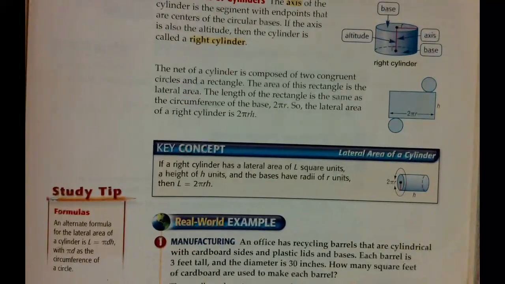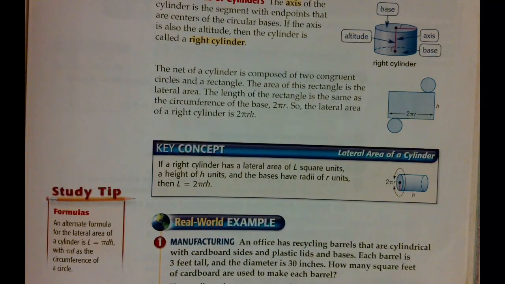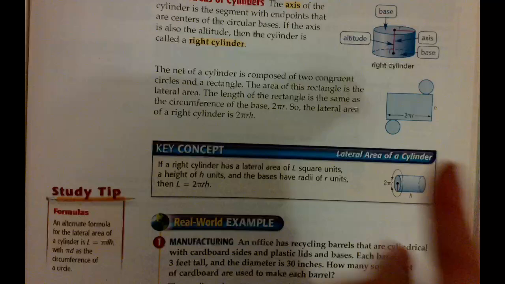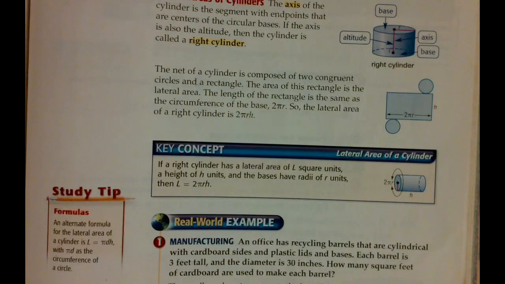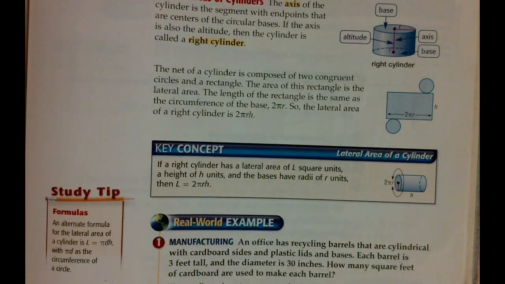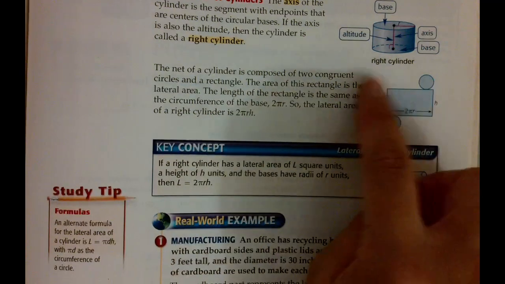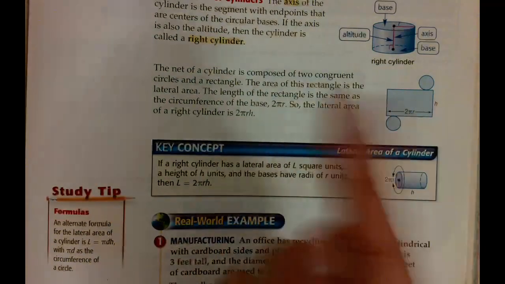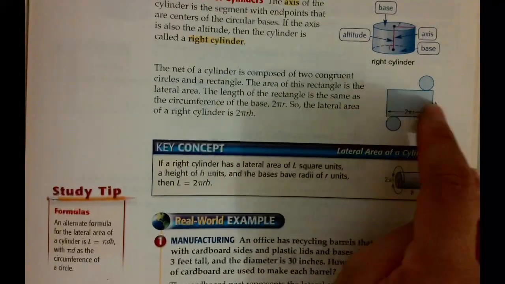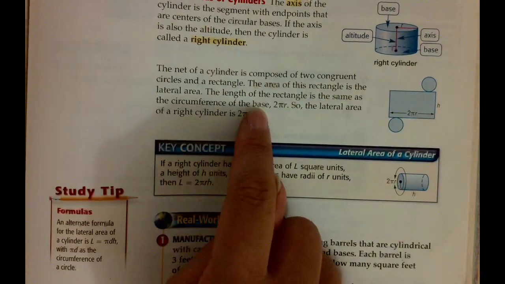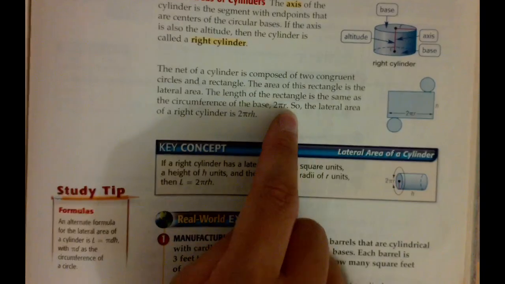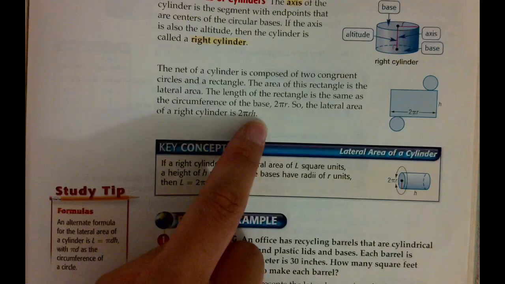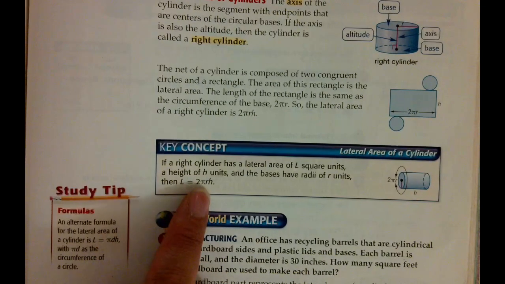The net of a cylinder, so basically if I cut the cylinder and then laid it out flat, looks something like this. It's composed of two congruent circles and a rectangle. Okay. And the area of the rectangle is the lateral area, okay? And so if you can imagine this, this is the part that loops around the circle. So this length here is actually the circumference of the base, which we know as 2 pi r. And so that's why the lateral area of a right cylinder is 2 pi rh, okay?